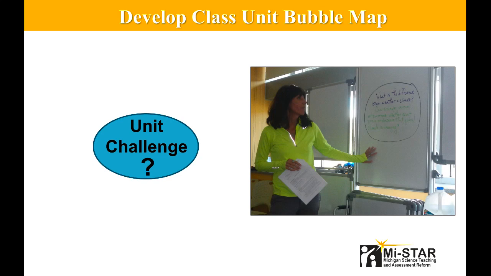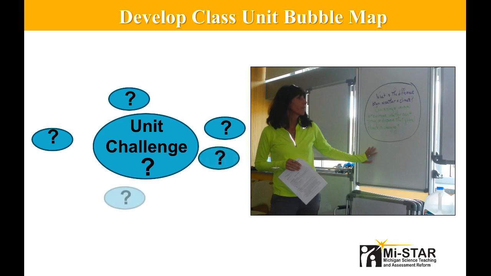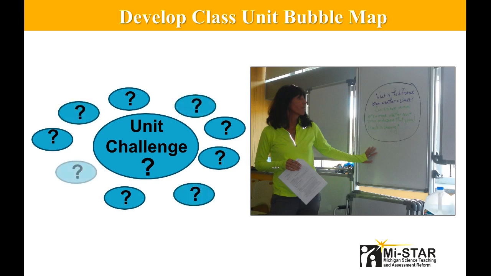To begin, the teacher writes the unit challenge question in the middle space. Each unit challenge group shares their 3 questions, and the teacher adds these to the map. Students should listen and participate carefully during this process to identify duplicate or similar questions. Next, the teacher asks students to carefully examine the class unit bubble map to identify questions that have not been asked and should be added to the map.